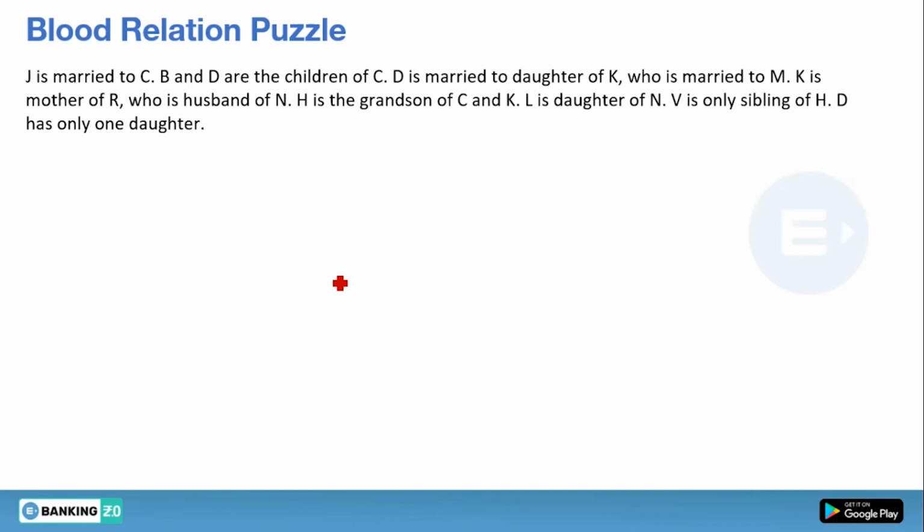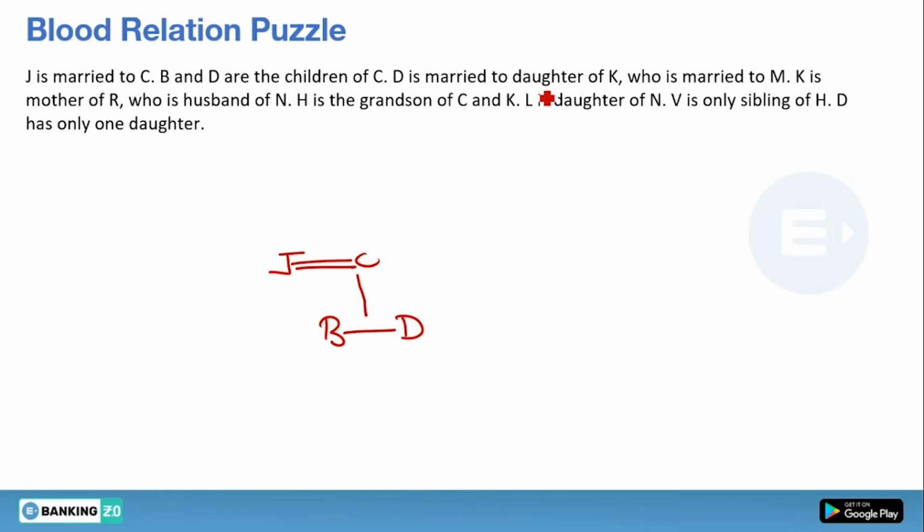J is married to C. Okay, J is married to C. See, in this statement, we don't know the gender of J or C, so we will not assume. Okay, B and D are the children of C. B and D should go downside to C because they are the children of C. But we don't know the gender of B and D, so we will not assume again.